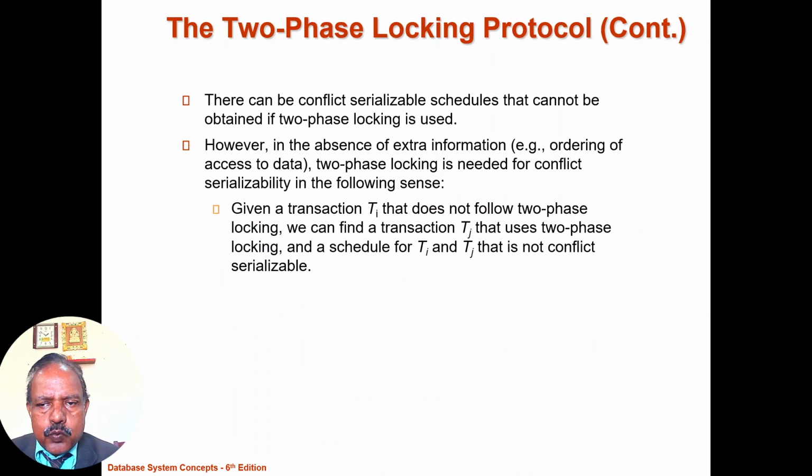Then, continuing with the two-phase locking protocol, there can be conflict serializable schedules that cannot be obtained if two-phase locking is used. Try to understand. If two-phase locking is used, then it will be difficult to find a conflict serializable schedule equivalent to that one. However, in the absence of extra information, that is, ordering of access to data, two-phase locking is needed for conflict serializability also. Given a transaction Ti that does not follow two-phase locking, we can find a transaction Tj that uses two-phase locking such that the schedule of Ti and Tj is not conflict serializable.